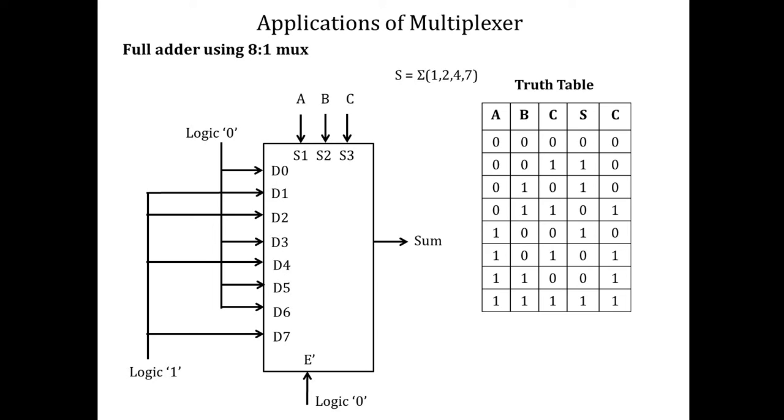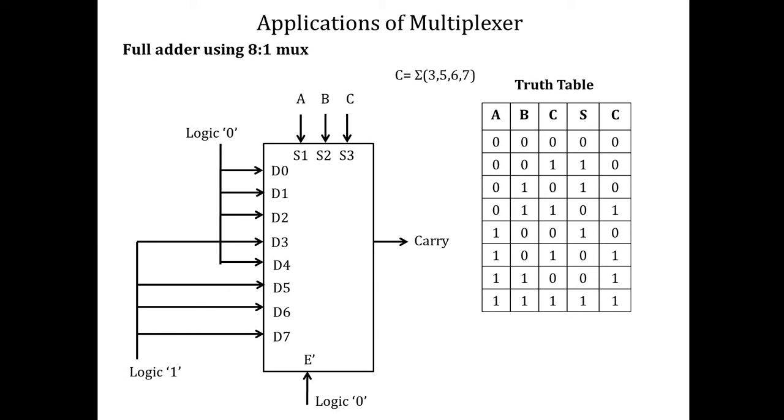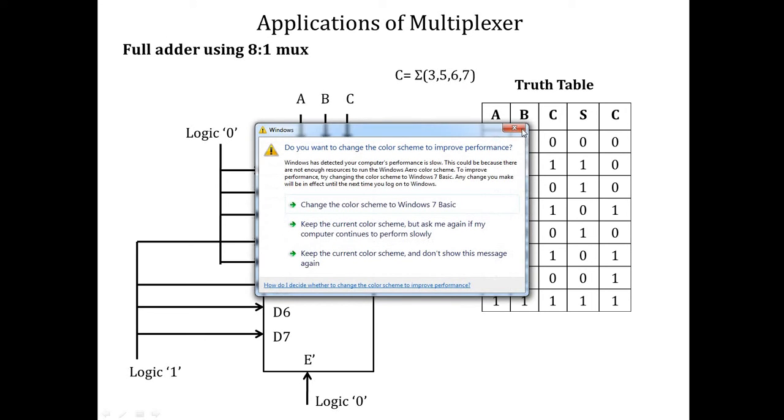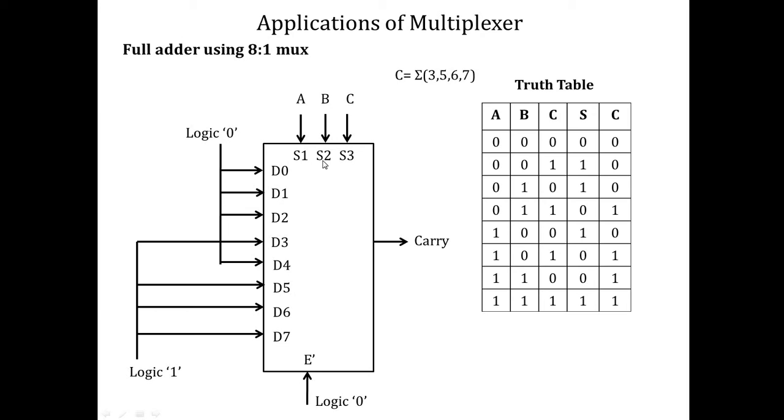Next, similar to sum, we will design it for the carry. In the case of carry, it is enabled for 3, 5, 6 and 7. So whenever the output is 3, 5, 6, 7, that has to be logical 1. For that, D3, D5, D6 and D7 are connected to logical 1, and D0, D1, D2 and D4 are connected to logical 0. So based on the select pins, the output will be given to the carry.